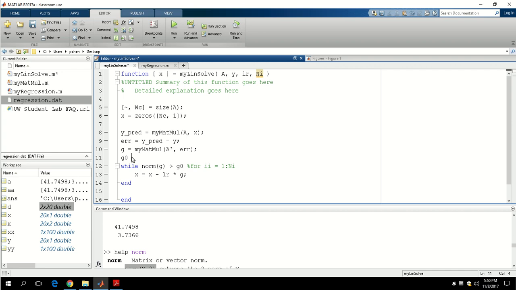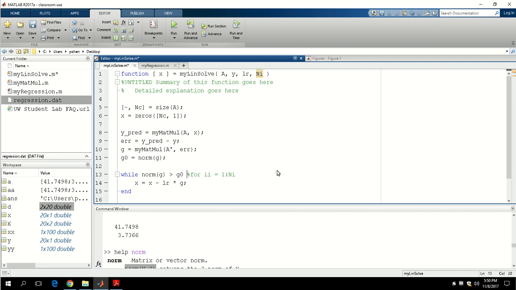Let's just call it G0 equals the norm of G, right? So now we have something to compare with. That's the norm that we started with, right? So as we progress towards the optimal A value, the gradient is going to reduce, right? As we get closer to the correct A value, the norm of G is going to reduce. So as long as it's larger than a certain fraction of G0, the gradient that we started with, we're going to keep iterating.